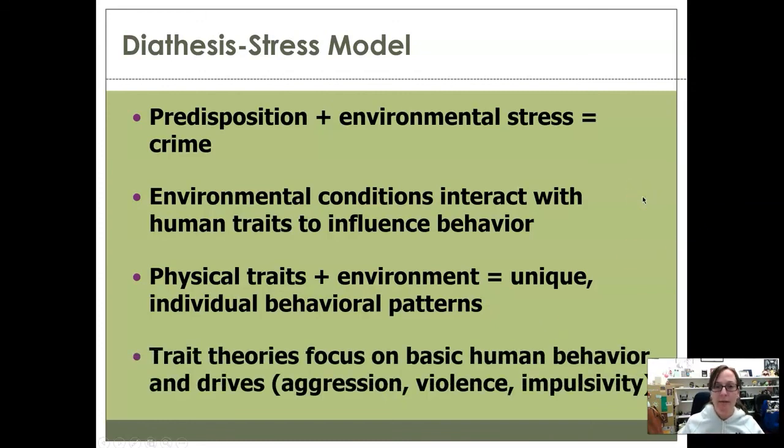And importantly, these types of theories that use the diathesis-stress model, which incorporates any of these biological theories, because none of them are purely biological determinism anymore, are focusing on basic human behavior and drives. So focusing on the overarching types of deviant or destructive behavior, things like aggression, violence, impulsivity, rather than actual law-breaking behavior. So these are not specifically designed to address lawbreakers or criminals per se, so much as explain the underlying drives that are clearly connected to criminality.